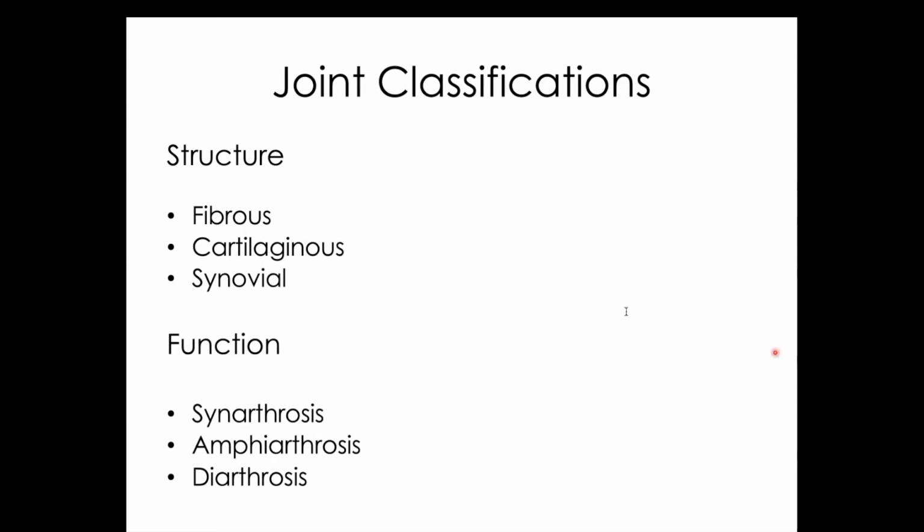For function, remember the acronym SAD. That stands for synarthrosis, amphiarthrosis, and diarthrosis. Synarthrosis joints are immovable joints such as sutures on the skull. Amphiarthrosis joints are slightly movable joints, and diarthrosis joints are what you think of typically with the joint is freely movable and can move in multiple directions.